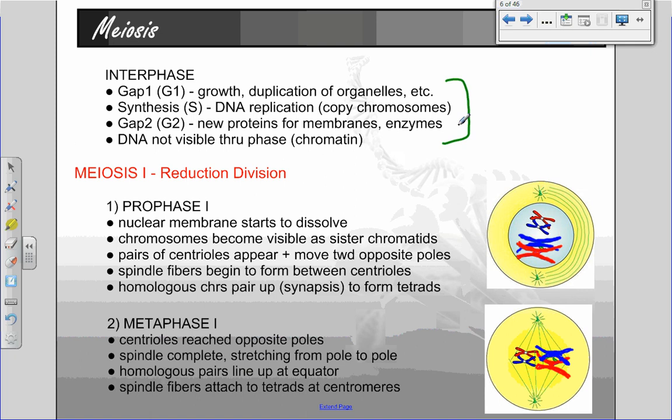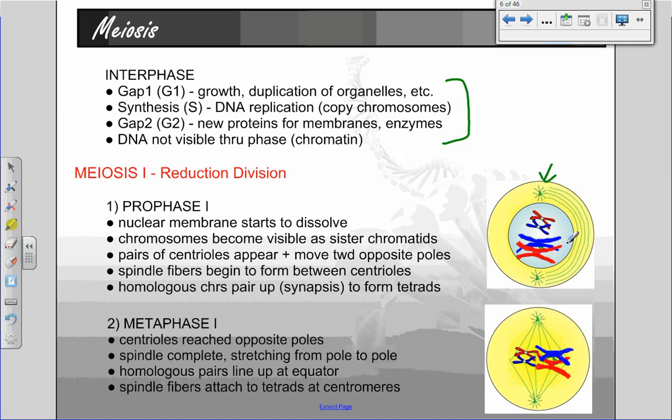We have gap 1, where there's growth, the synthesis stage where DNA is replicated, and gap 2, where it's getting ready for division, so there are copies of centrioles made, new proteins, enzymes, all things getting ready for cell division. DNA is not visible through this phase because it's in chromatin form. In meiosis 1, the reduction division, we start off with the diploid number of chromosomes, and we're going to end up with half, right? So during prophase, if you notice, centrioles are migrating to the opposite poles.